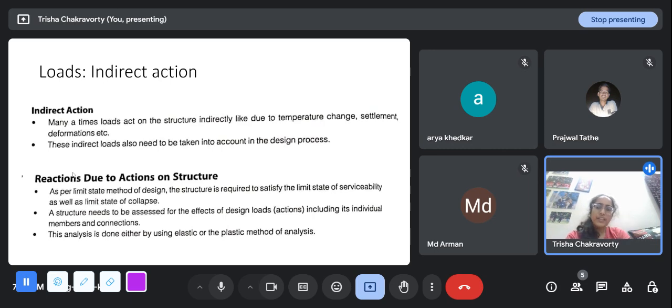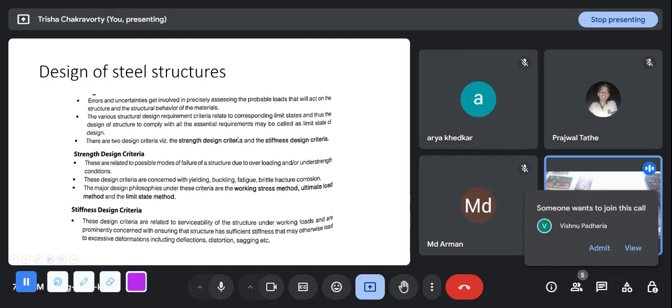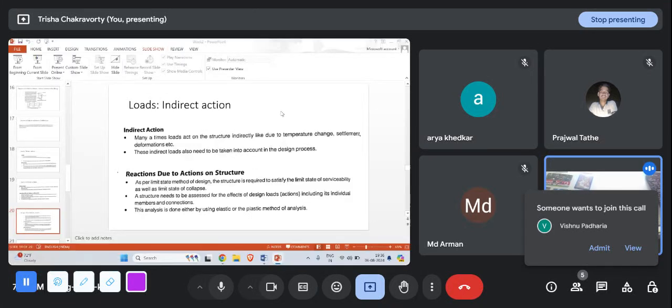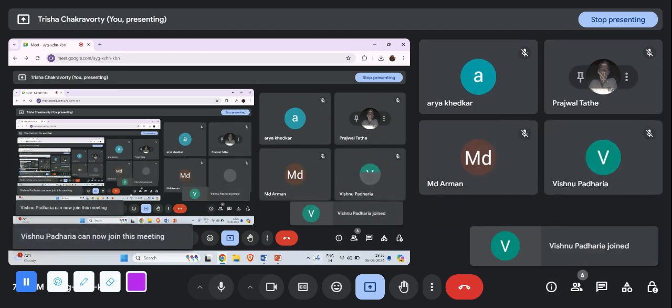Now, because this is an overview of design of steel structures, there are two design criteria. The various structural design requirement criteria relate to corresponding limit states. The limit states are what we talked about earlier, the bending, local buckling, and so on.